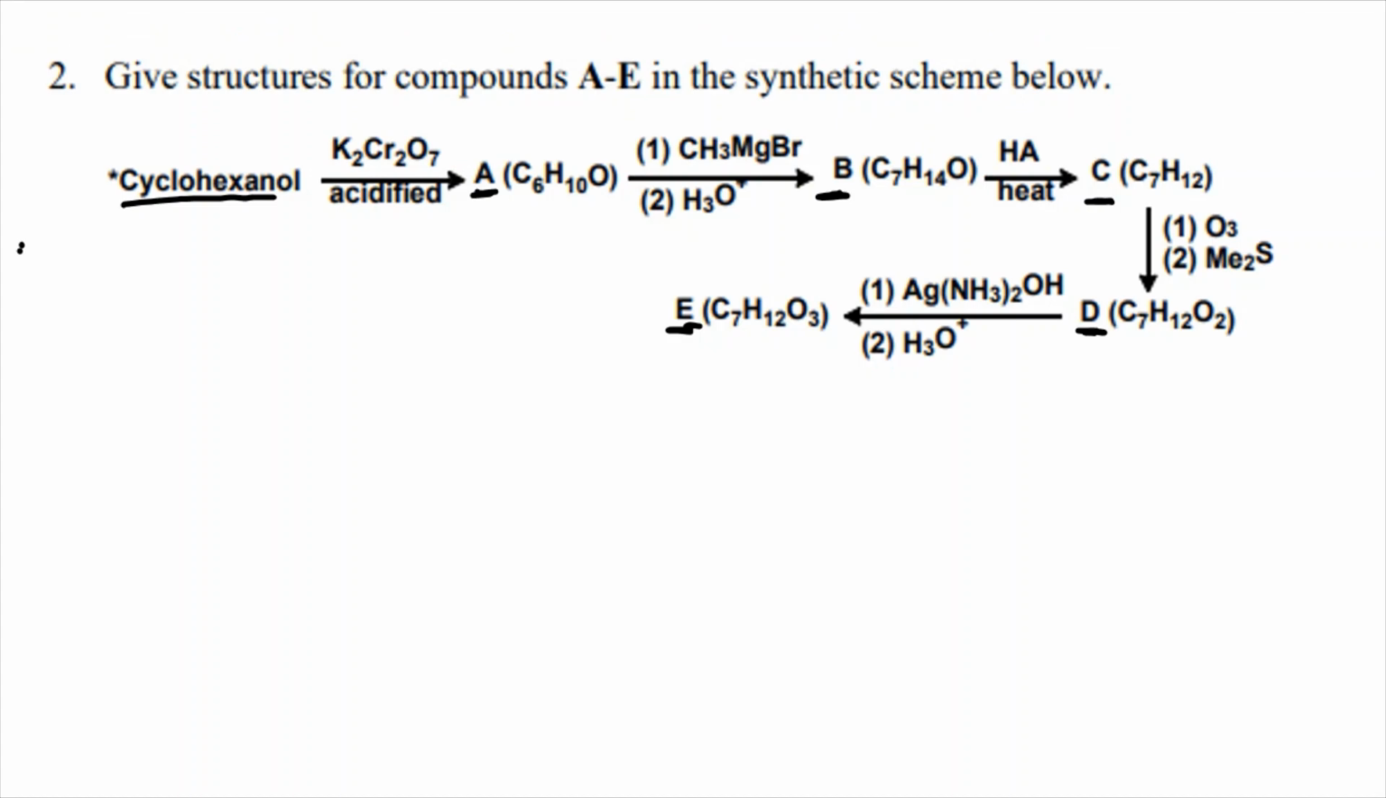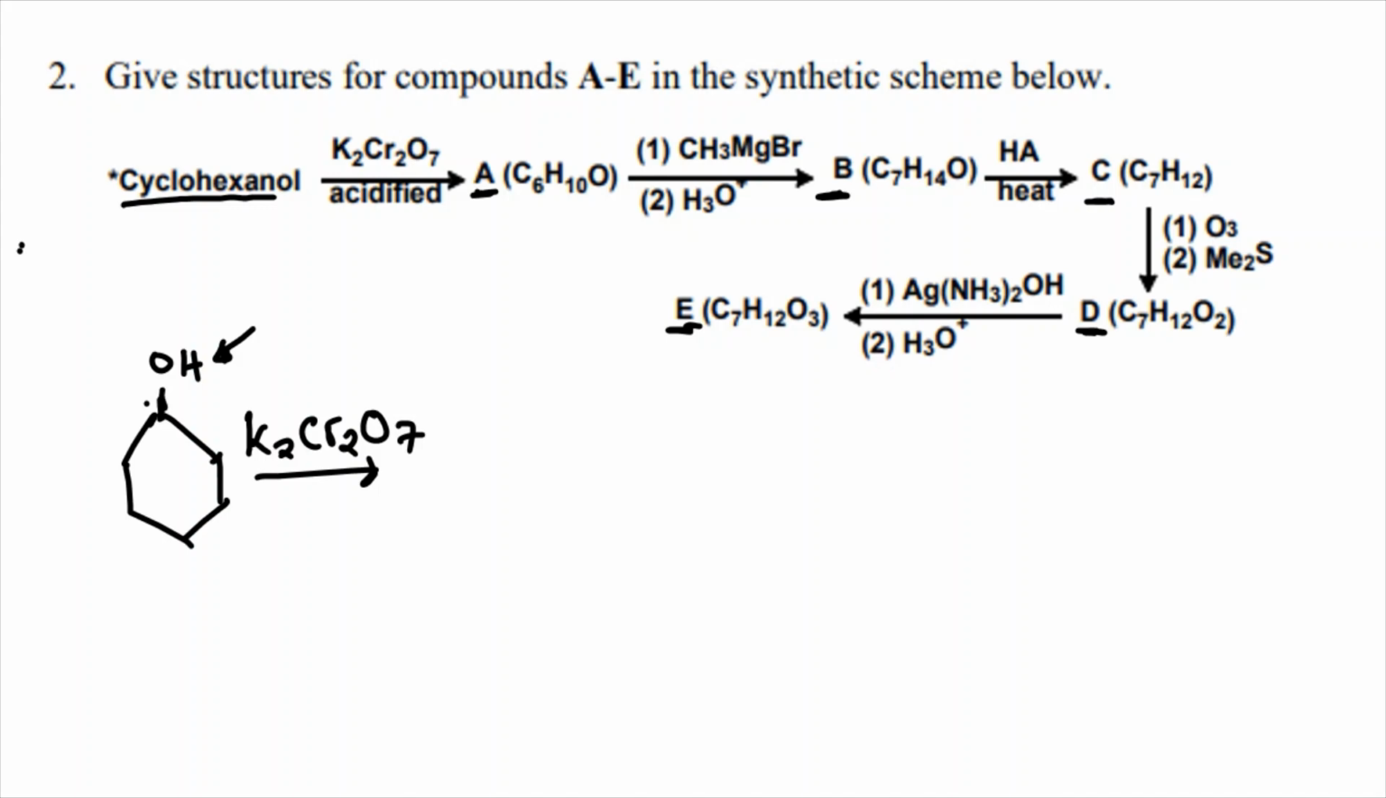Okay, so they're saying cyclohexanol. So this is our structure for cyclohexanol here. Cyclohexanol is reacted with potassium dichromate. When you react an alcohol with potassium dichromate, what you are doing is you are oxidizing it. So oxidation is simply the loss of hydrogen. So this hydrogen here is going to be lost.